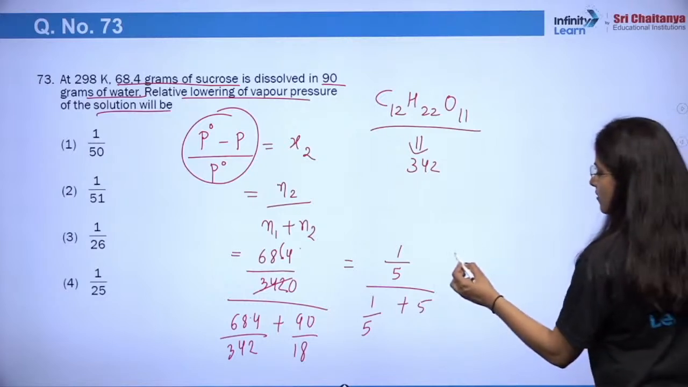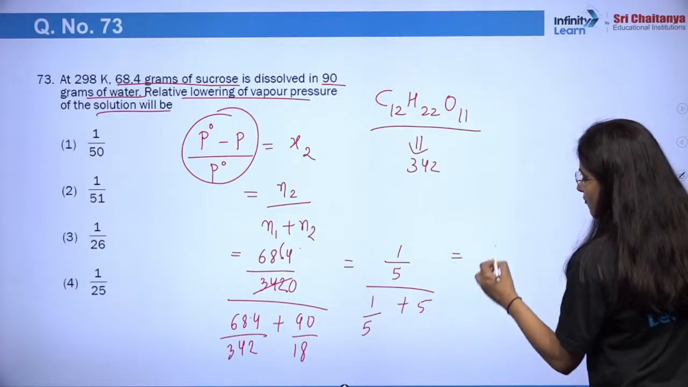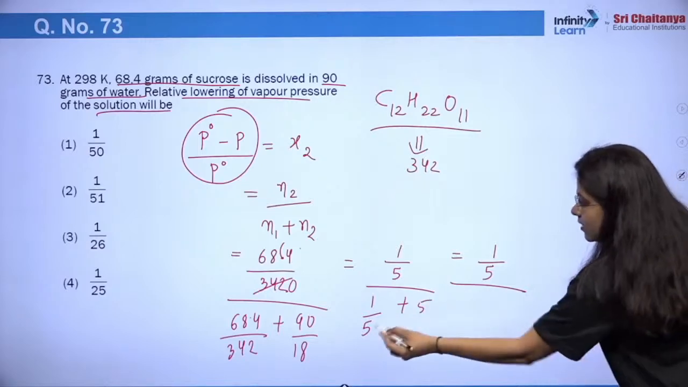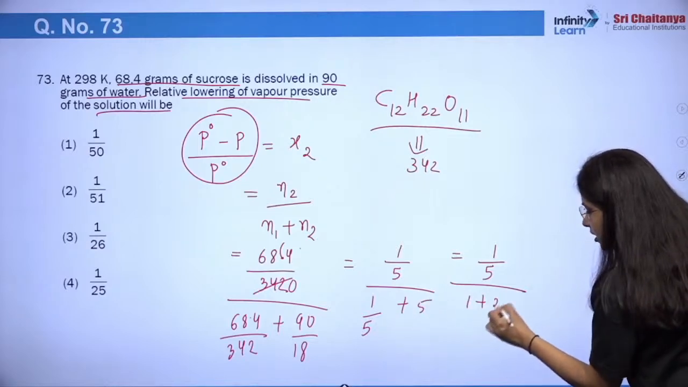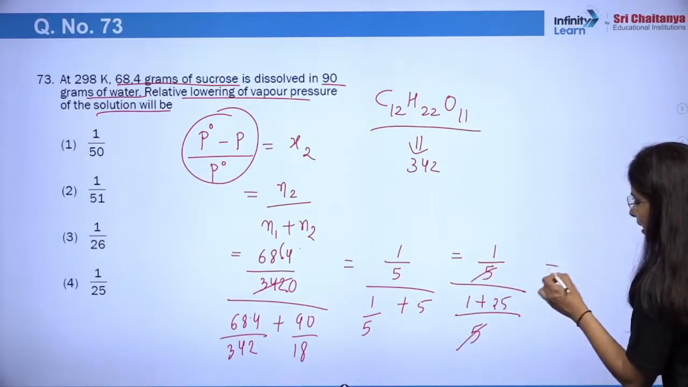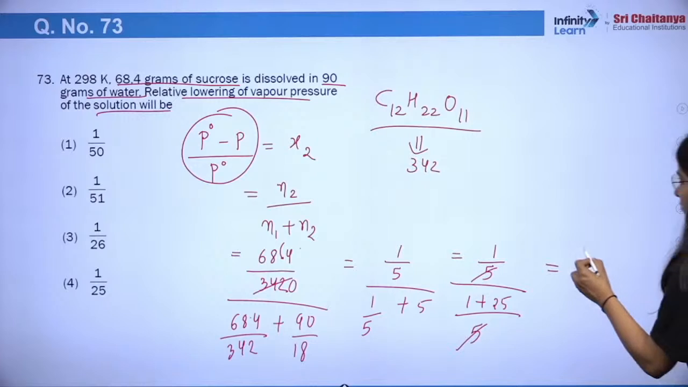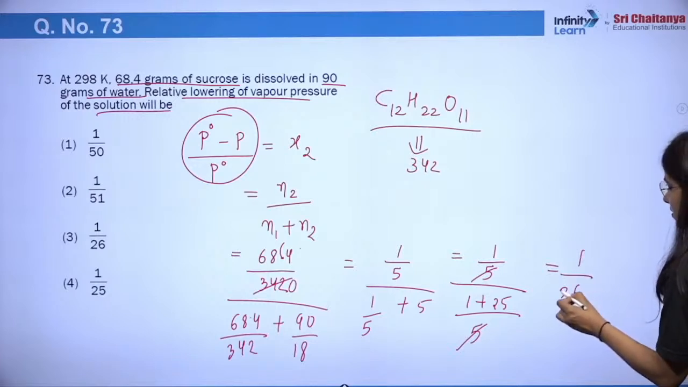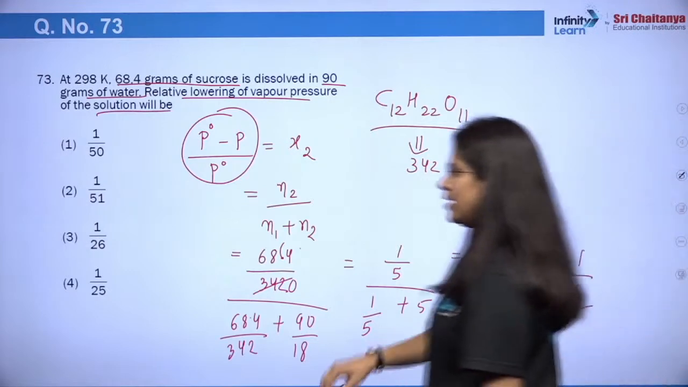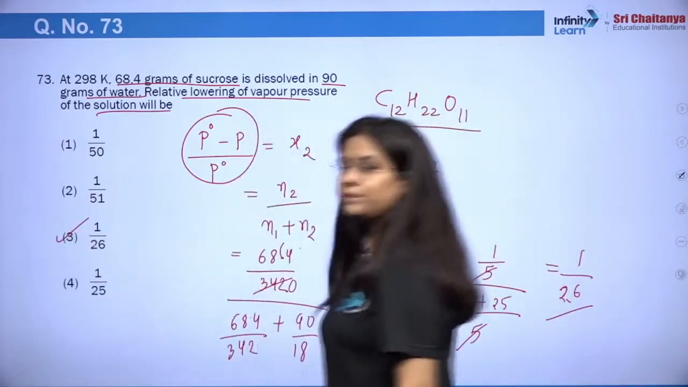So I'll just solve this. I'll take the LCM. 1 by 5 divided by, this will be 1 by 5, oh sorry, 1 plus 25 by 5. So it will be cancelled, and the answer will be 1 by 20. So what is my answer? My answer will be option number 3rd.